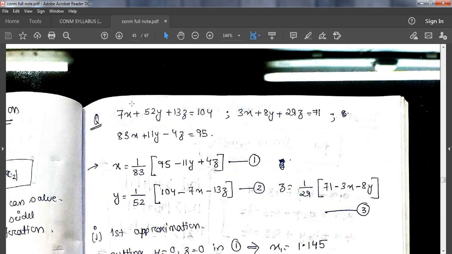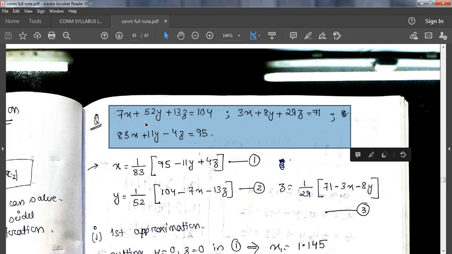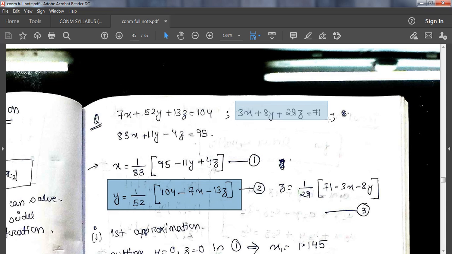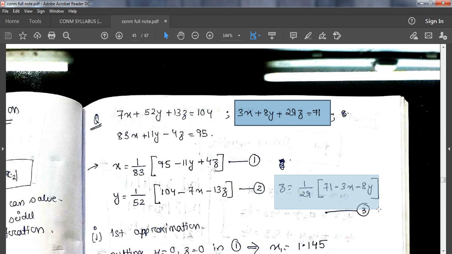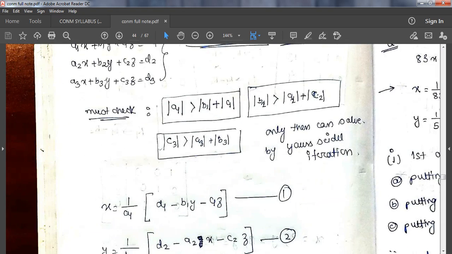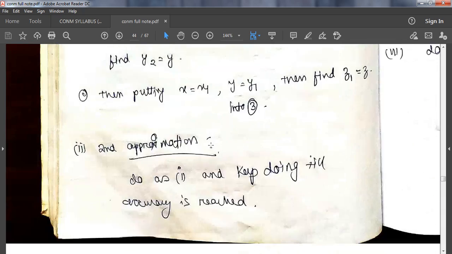Suppose these are the three equations. From the first equation I can take out my x, because this is having the highest coefficient. From here I can take out my y. See, this is my y. And from here I will take out my z. Because they are satisfying this particular condition. Just do it yourself and see.